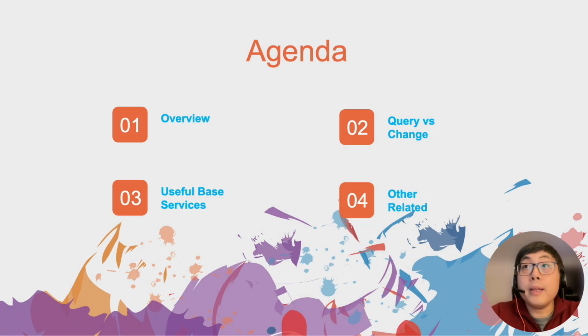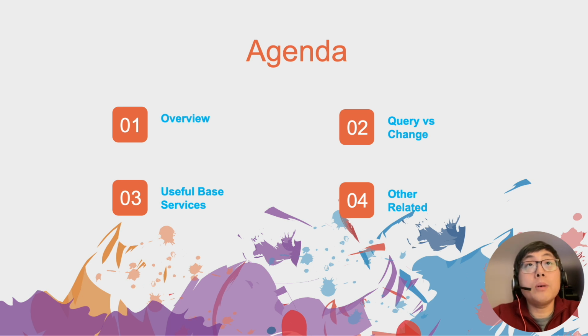Okay, so we break it down to four sections: overview, and then we look at the query against change. This is more around what the business service can do in the cases of querying the data or changing the data. And so we will compare the options and see which one is more proper to use at which circumstances.